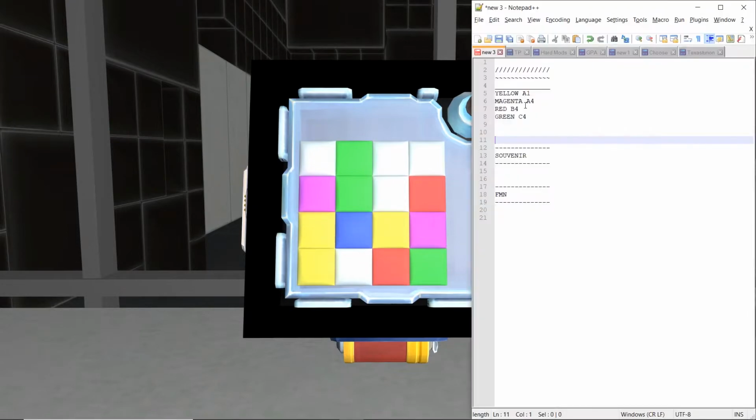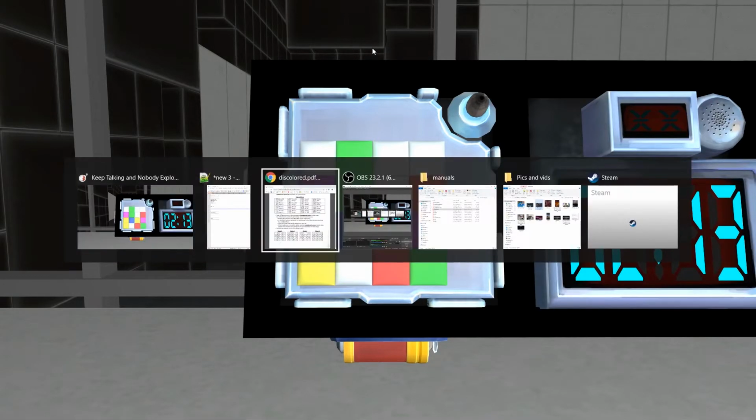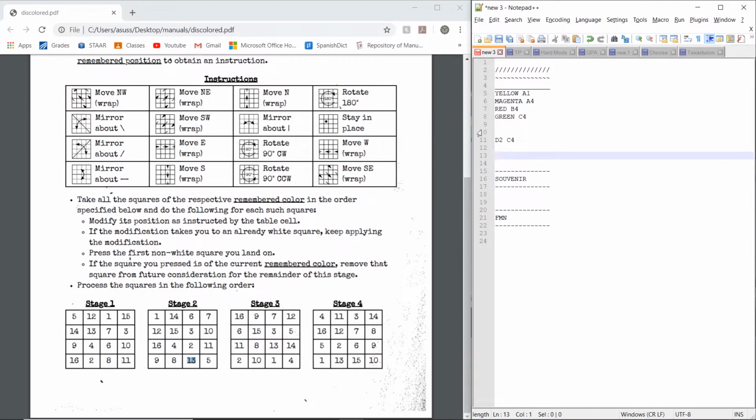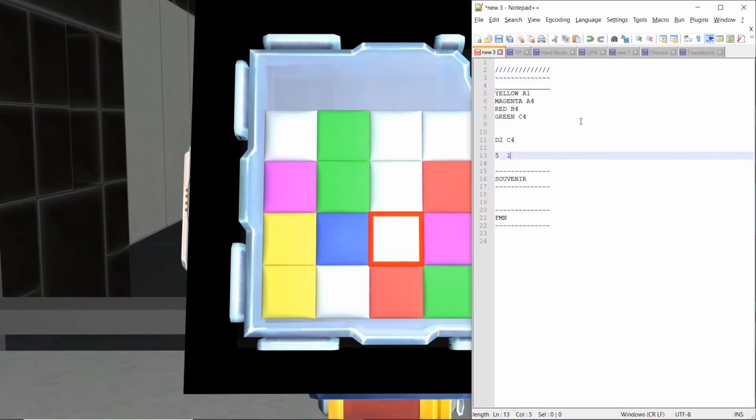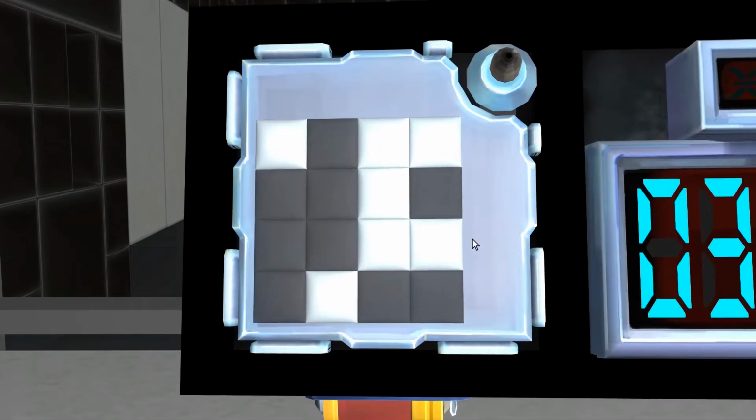Next thing we have is red at Bravo 4. Our positions are Delta 2 and Charlie 4. Bravo 4 is going to be moving south, wrapping around. Delta 2 is going to be 5, and Charlie 4 is going to be 1. So we're pressing Charlie 4, Delta 2, moving south. Charlie 4 moving south is going to be here, since this is the first not white square moving south. And Delta 2 moving south is just here.